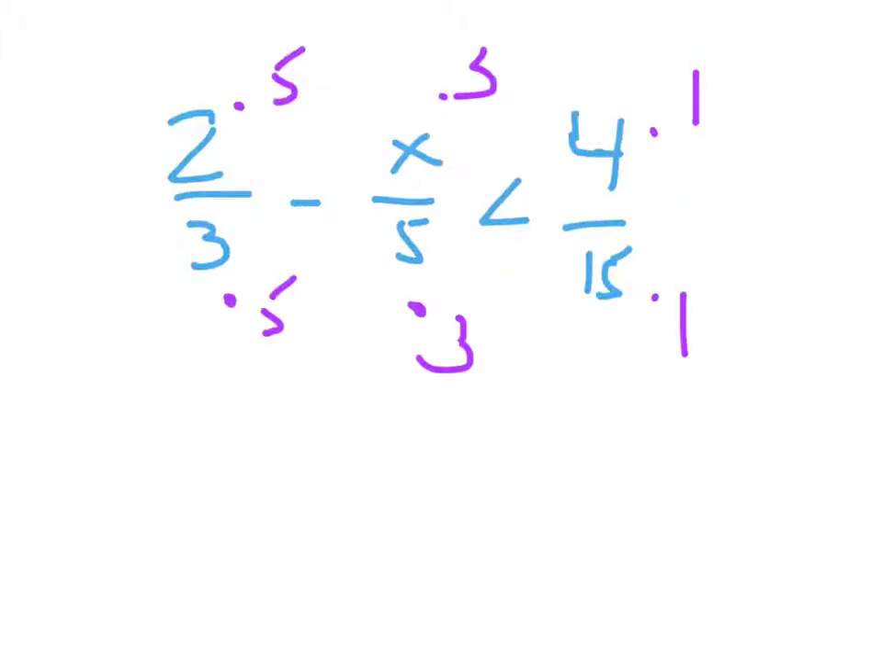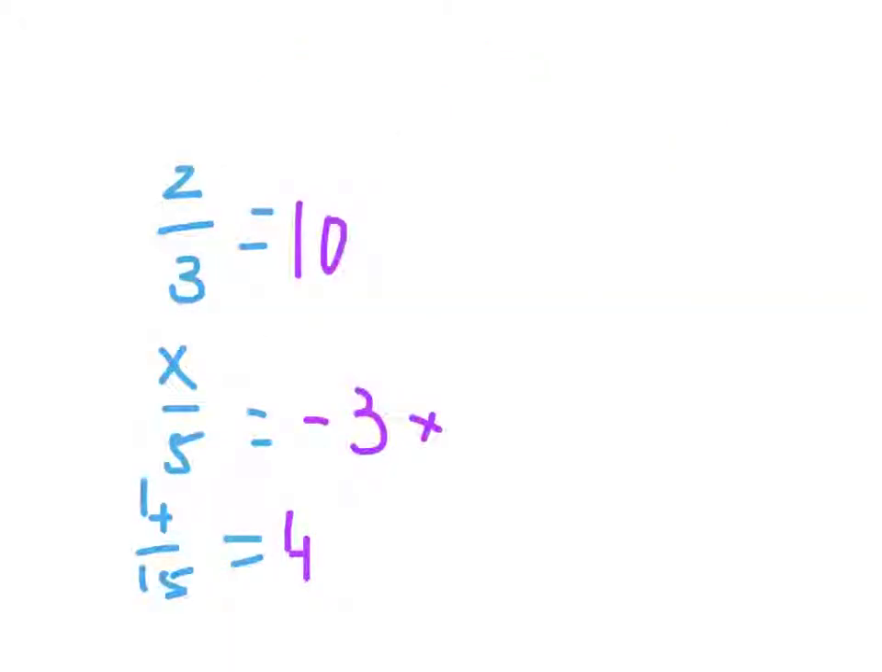To get rid of the denominators, you have to find what they each are multiplied by. So this 3 is multiplied by 5 to get to 15, so you also multiply the numerator by that, so 2 times 5. Same with 5. 5 times 3 is 15, so x times 3. Same with 15. 15 times 1, 4 times 1. Once you've multiplied them, you'll come out with your answer.